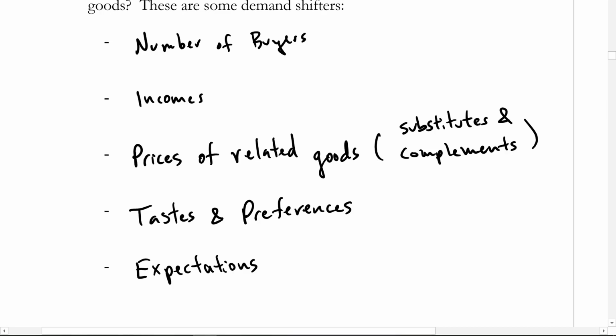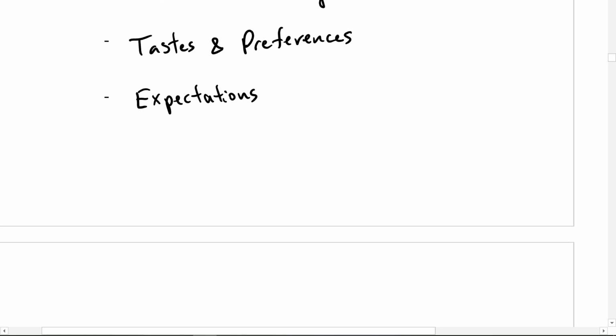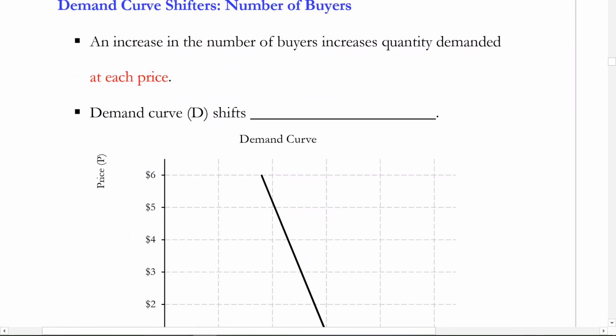So if these things change in a way that increases demand, it's going to shift the entire demand curve to the right, and then vice versa. So let's dive into each one. First, the number of buyers. This one is pretty straightforward.